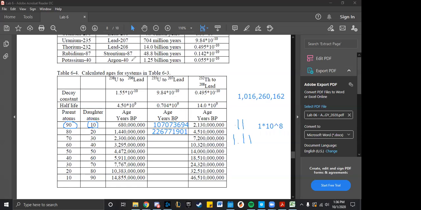So for the second one, we would do 20 divided by 80 plus 1, take the natural log, and then multiply it by this.